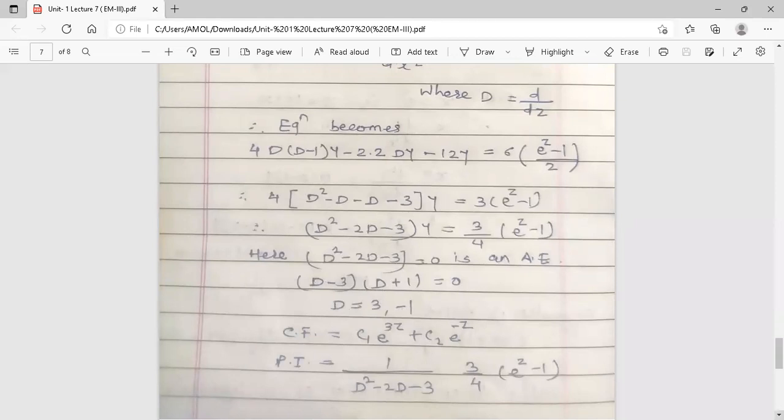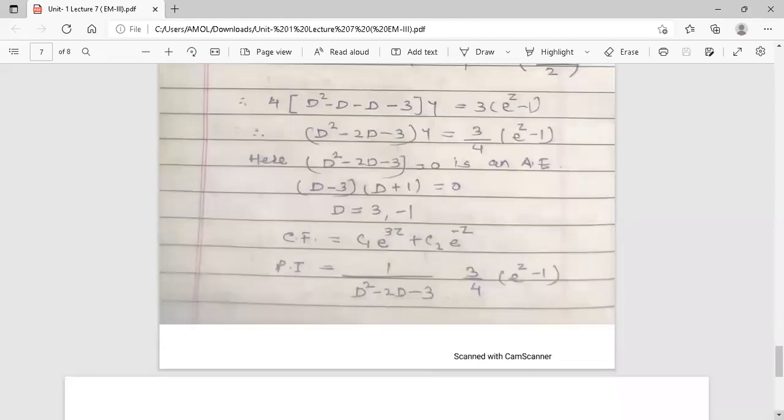These are the factors here. So the complementary function has two factors, both real numbers and both distinct. Distinct means different. So the complementary function is c1 e raised to 3z plus c2 e raised to minus z. Okay, so what is the particular integral?